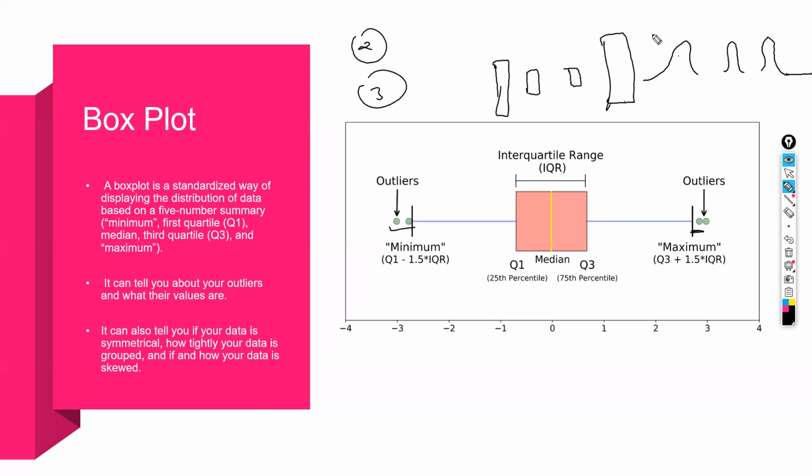So what do we call it? We call it left skewed, right skewed, and normally distributed or symmetric. Same is the case with our box plot, right? It's just the same.